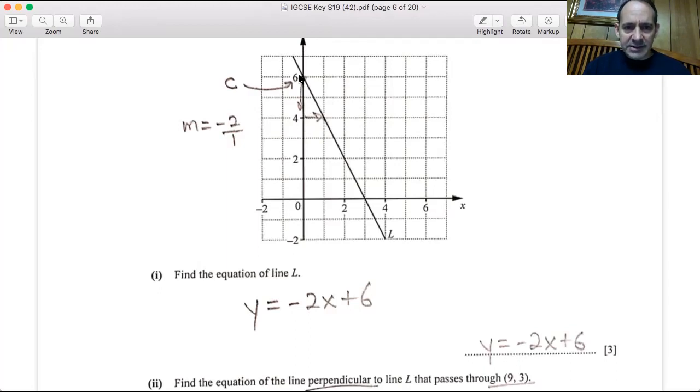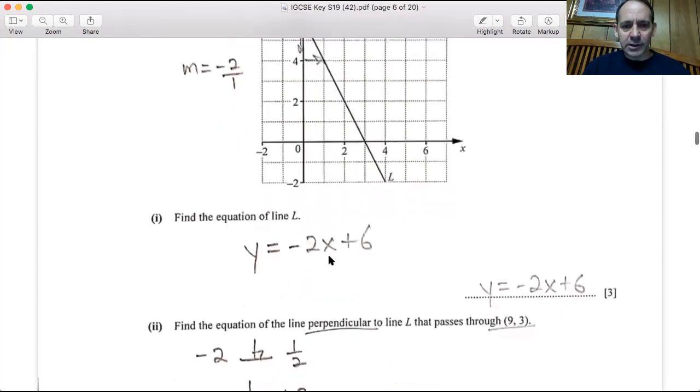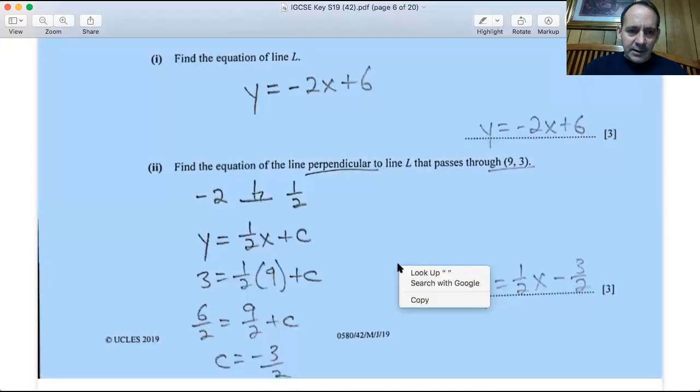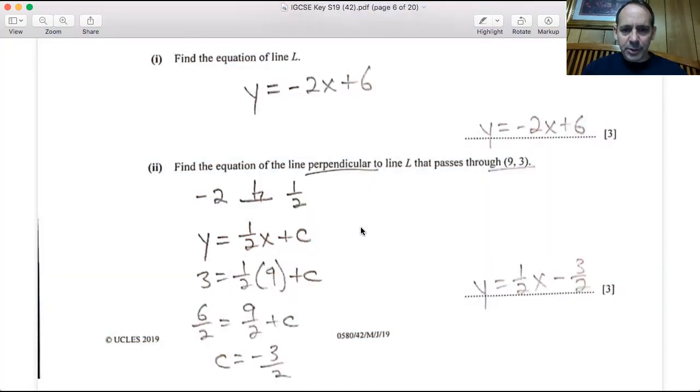So over, down 2 over 1 means negative 2 over 1, or in other words, the slope is negative 2. So the equation of the line is y equals negative 2x plus 6. Now we want the equation of the line that's perpendicular to L and passes through the point (9, 3).